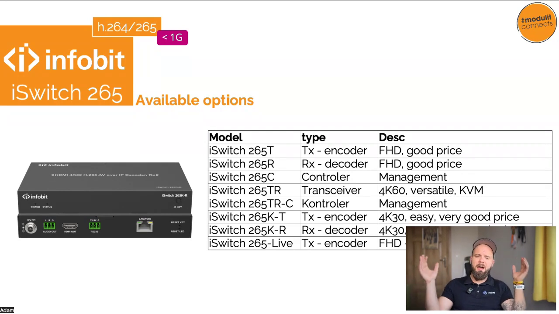So let's start with the heavy compression codec, which is H.264/265. Here we have actually the least expensive solution, the cheapest solutions in terms of AV over IP in our offer. I switch to 265. Available in different models with Full HD only, 4K 30, 4K 60, with the external streaming capabilities and everything. It's actually here. And if you have access to our website, go see the prices because they are really, really low.